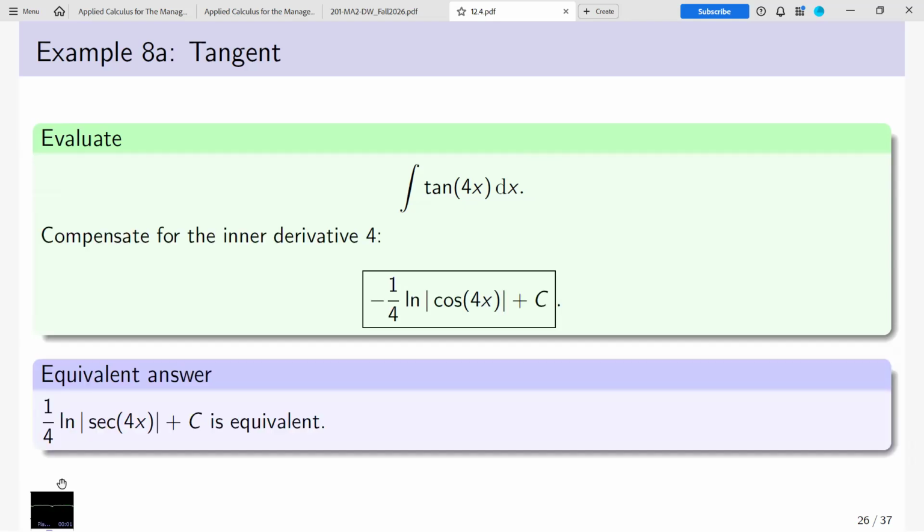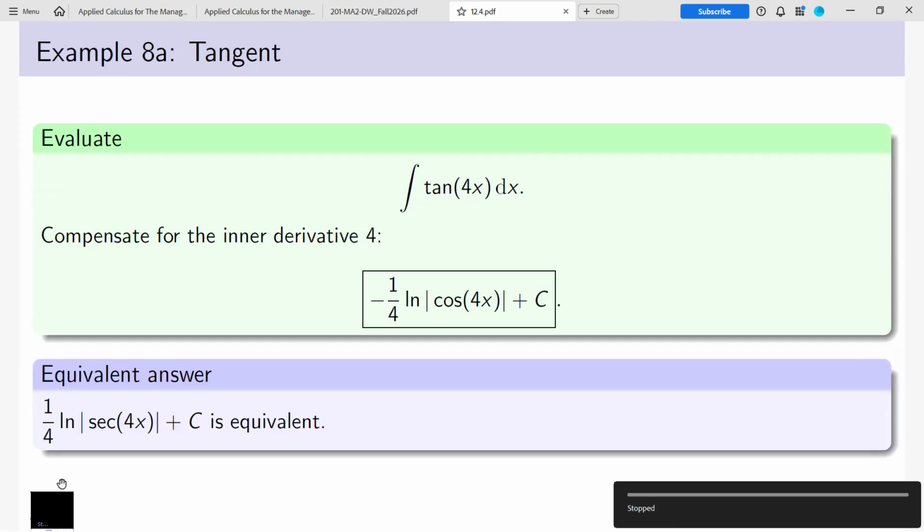The tangent formula contributes the negative logarithm, and the linear argument contributes 1/4. Equivalent logarithmic forms may look different while having the same derivative.